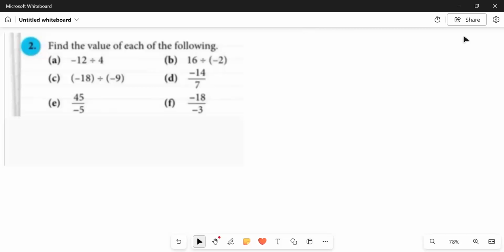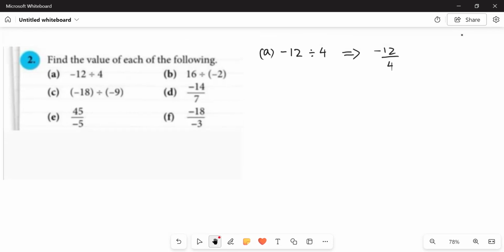Okay, let's move to question number 2. While in question number 1, we were multiplying two integers, in question number 2, we have to divide the first integer by the second one. Whenever you are provided with such a situation, all you need to do is just turn your division into a fraction. What it means? Minus 12 upon 4. This way it becomes easier, okay? So all you need to do is just simplify this fraction and you will get your answer.